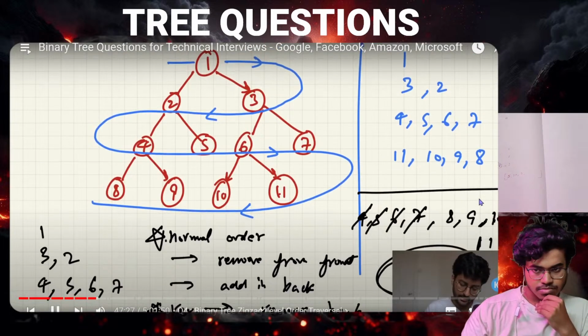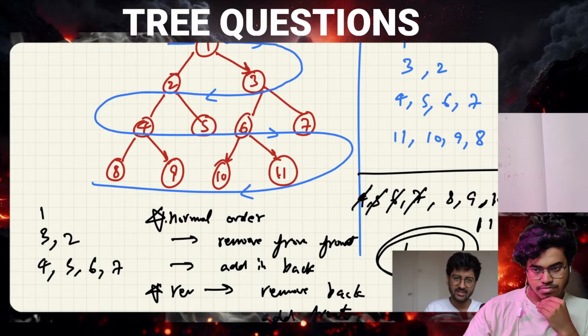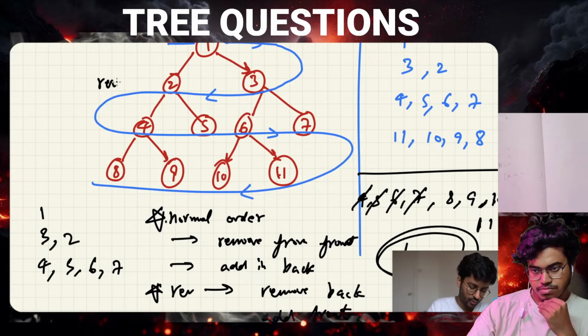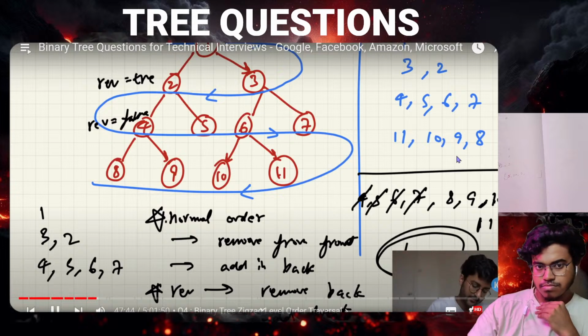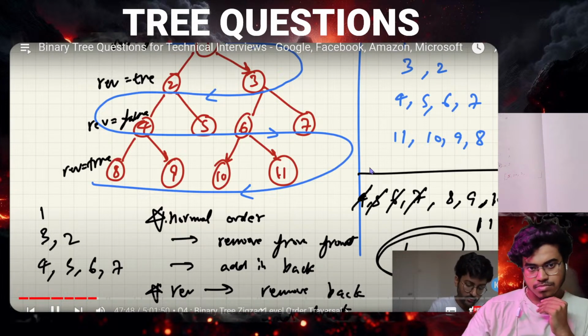And I can just maintain a flag for when I'm in reverse order. So reverse will be equal to true, then reverse will be equal to false. This way I know when I need to start adding from the back. Then again, reverse will be equal to true. Initially, reverse will be equal to false.